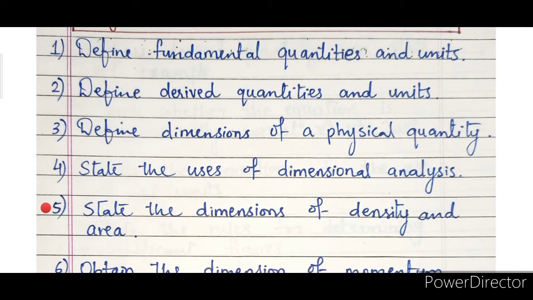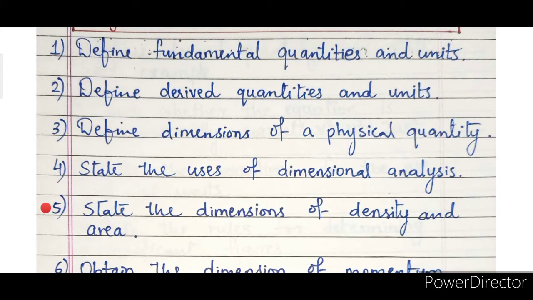So the dimension of density we have to write as, in square bracket, L raised to minus 3, M raised to 1, T raised to 0. Only this much you have to write for the dimensional formula of density. And for the area we have to write in the square bracket L raised to 2, M raised to 0, T raised to 0. As the question is, state the dimensions of density and area, directly you are supposed to write down the dimensions of density and area.